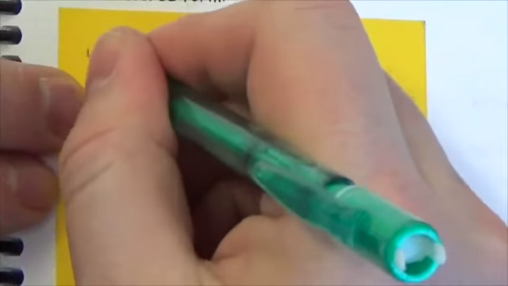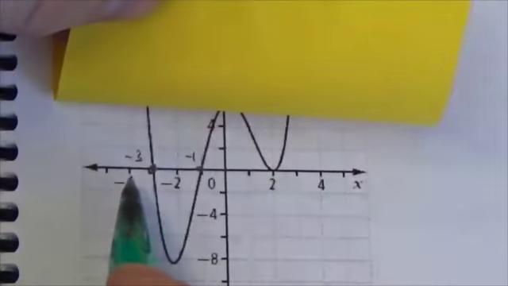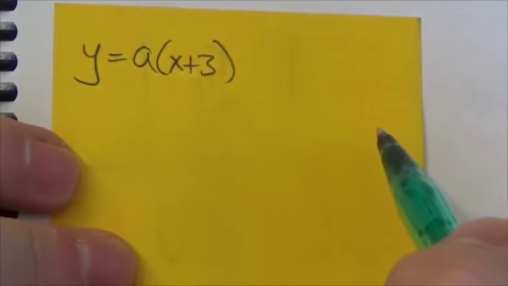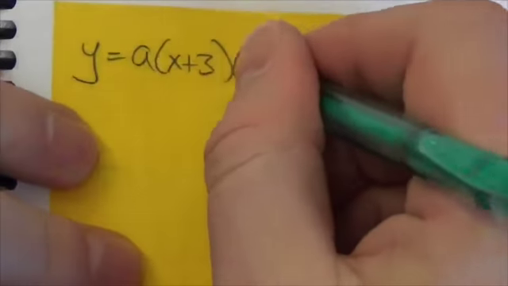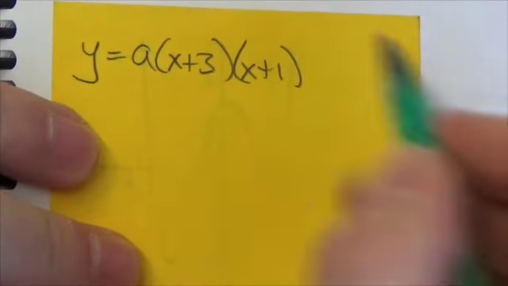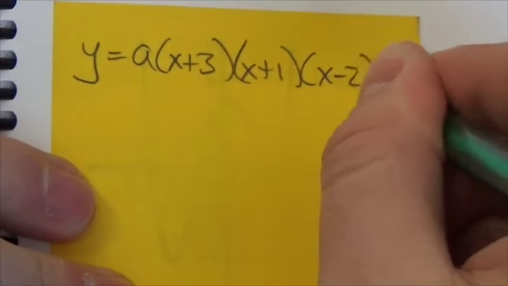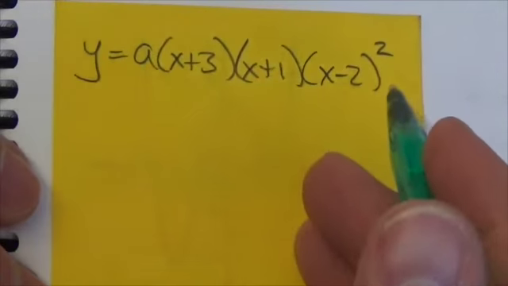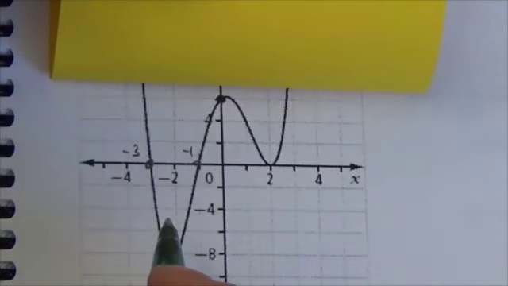So I can write out my equation. I haven't got a lot of room, so I'm going to do it like this. My equation is going to look like this: there's going to be a stretch factor there. This will be (x + 3)^1 times (x + 1)^1. And then this has a multiplicity of 2, so this will be (x - 2)^2. Okay, good. So there's the form of my function based on the graph that I'm seeing and the zeros here.